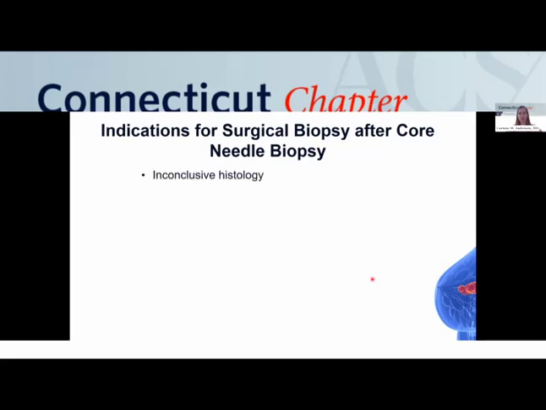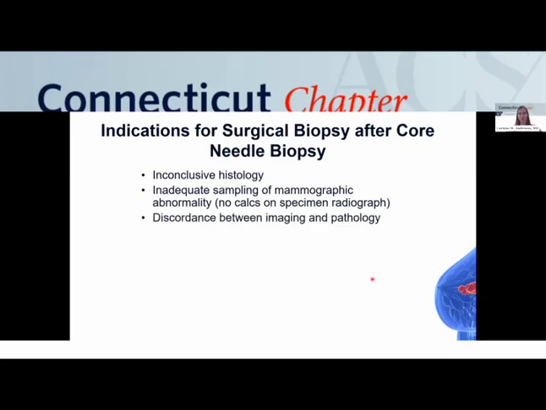This could happen if you have inconclusive histology. If pathology can't definitively say this isn't cancer, then you usually need an excisional biopsy to make sure. If there's inadequate sampling, so if you did a stereotactic biopsy for calcifications and there were no calcifications on specimen radiograph, then you should have a surgical biopsy. If there's discordance between imaging and pathology, so if what the pathology shows does not make sense with what your imaging showed, then an excisional biopsy is recommended.